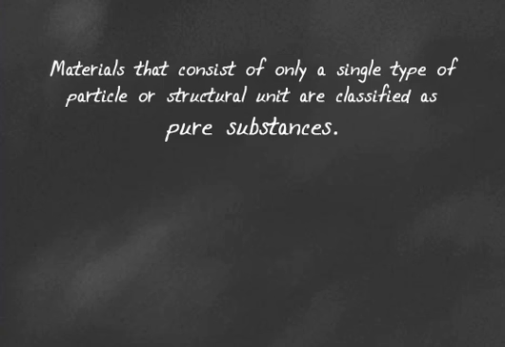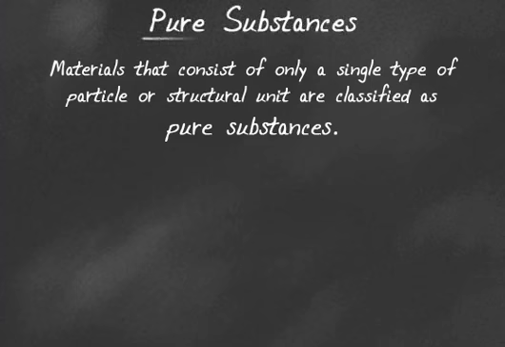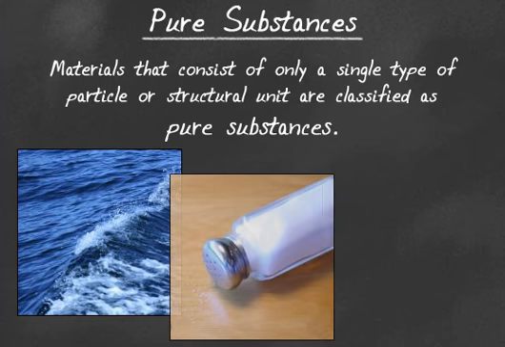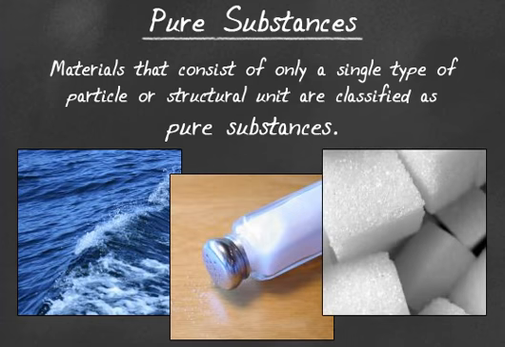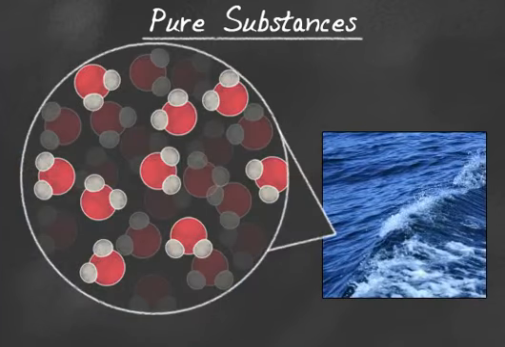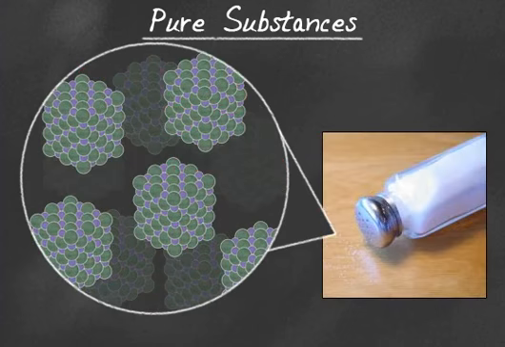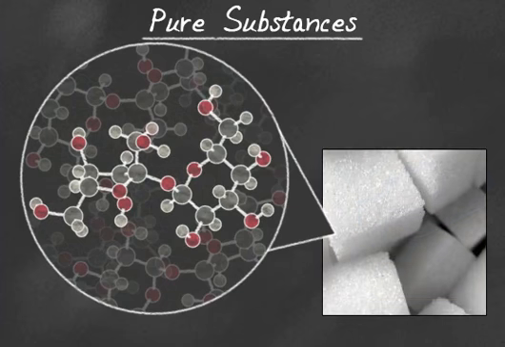Materials that consist of only a single type of particle or a single type of structural unit are classified as pure substances. Water, salt, and table sugar are examples of pure substances. All of the water structural units are identical to each other in pure liquid water. All of the salt structural units are identical to each other in a pure crystal of salt. And all of the sugar structural units are identical to each other in a pure crystal of sugar.